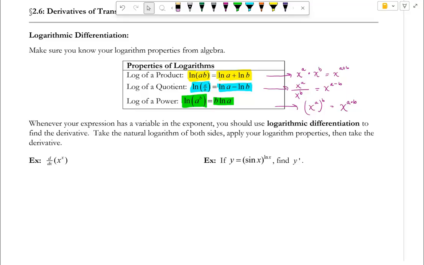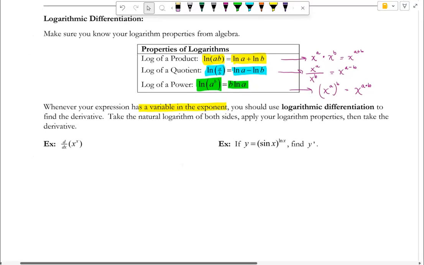So the time that we'll use this most often is when we are taking the derivative of an expression or a relation that has a variable in the exponent. So this will allow us to do this by this process called logarithmic differentiation. And it's just a few steps. We are going to take the log of both sides. We're going to use some combination of those properties above to algebraically rewrite what we're working with. Then we will take the derivative.